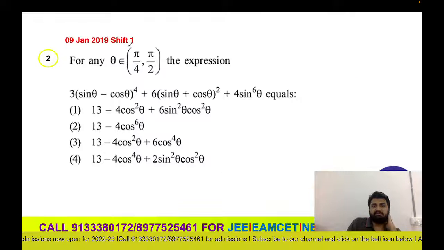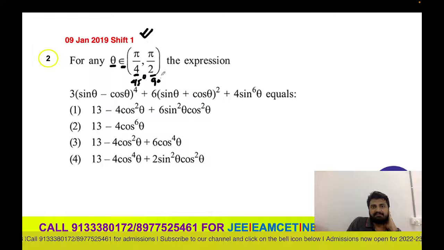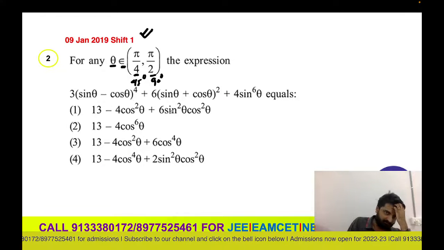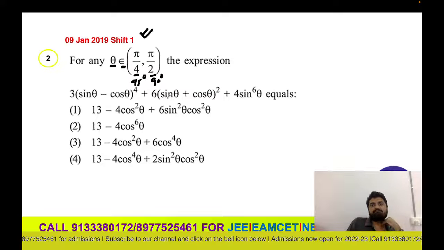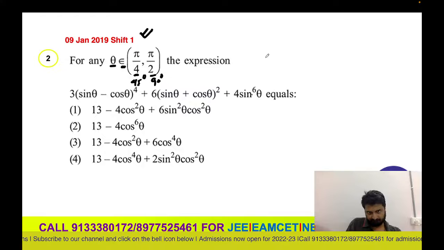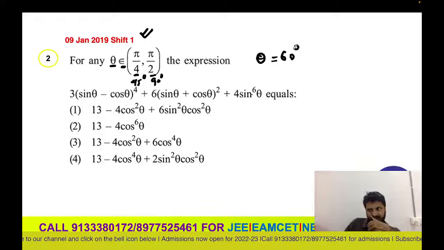Now let's look at the second question which was asked in JEE mains. If theta belongs to the angles between pi by 4, which is 45, and pi by 2, which is 90 degrees, then the expression 3 times (sin theta minus cos theta) whole power 4 plus 6 times (sin theta plus cos theta) whole square plus 4 sin theta whole power 6. So we can assume any value between 45 and 90. So I will just assume theta as 60 degrees.